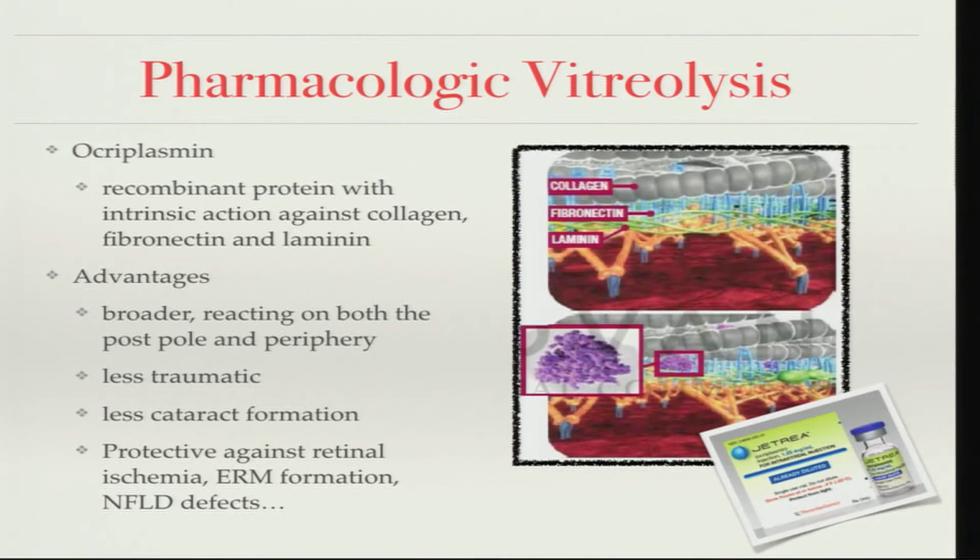Moving to pharmacological vitreolysis, ocriplasmin. Is it available here, ma'am? Is ocriplasmin available? Okay. So it's a recombinant protein with intrinsic action on collagen, fibronectin, and laminin. So it actually creates a beautiful cleavage between the posterior vitreous face and the ILM.